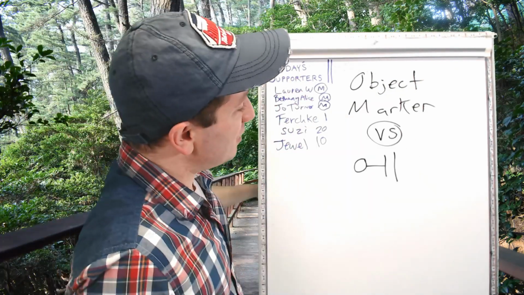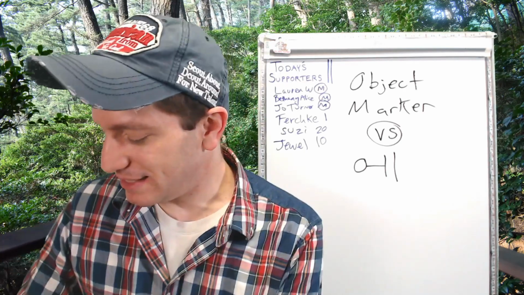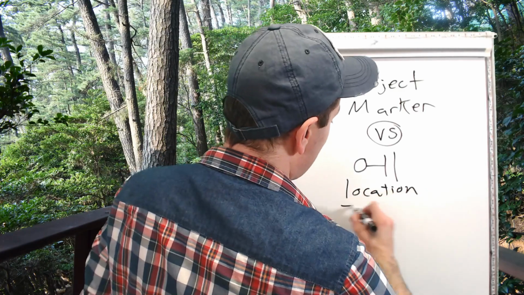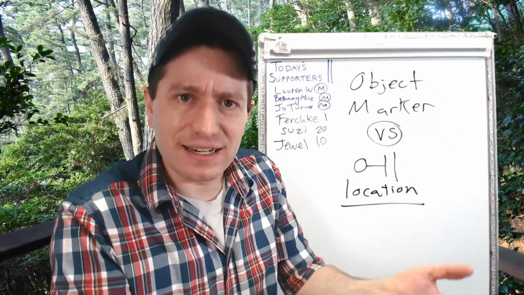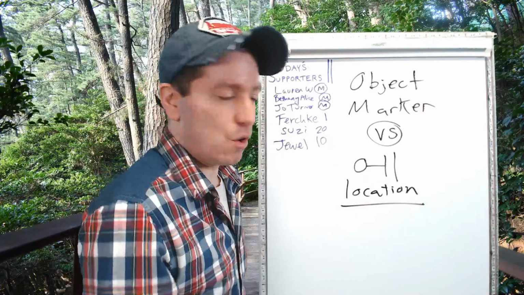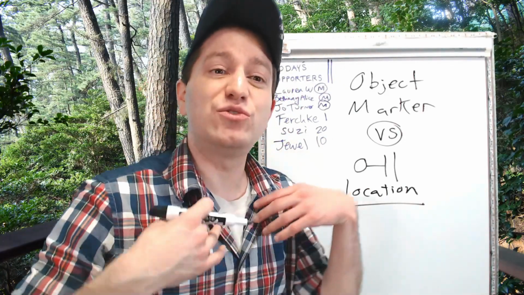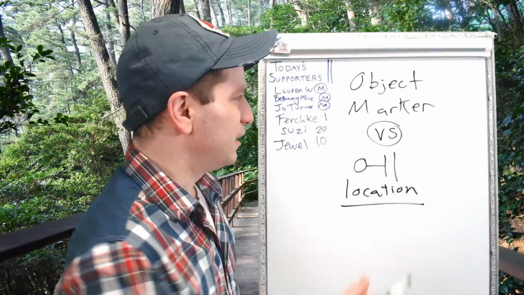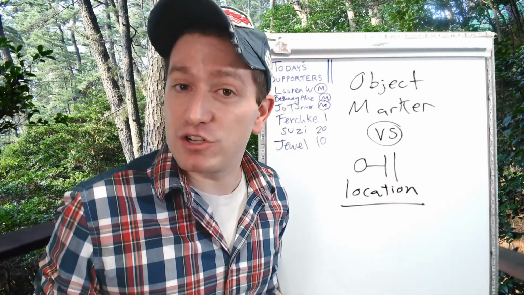The object marker can actually be used in a similar way as the particle 에. The particle 에 is the location marker. This shows the location that a noun, something or someone, travels to or is located in. For example, you would say, I go to Korea. 저는 한국에 가요. Or, I am in Korea. I am located in Korea. 저는 한국에 있어요. I literally exist in Korea. You cannot use the object marker to say 저는 한국에 있어요. It would be 100% wrong.